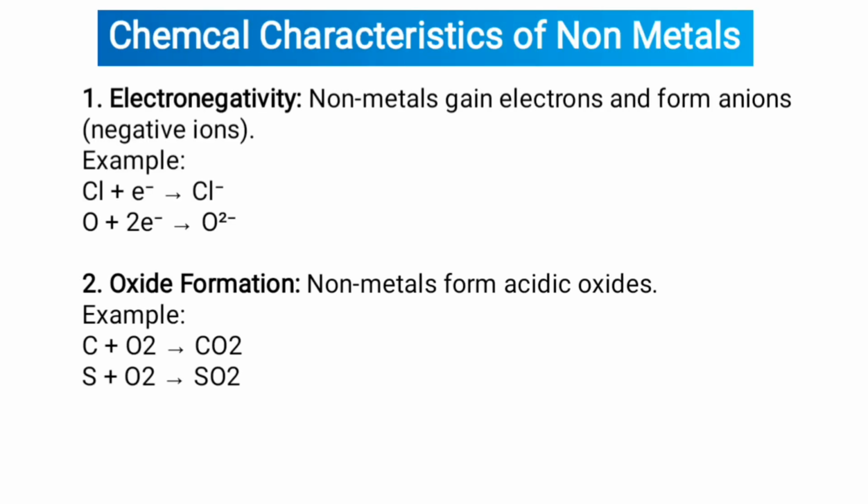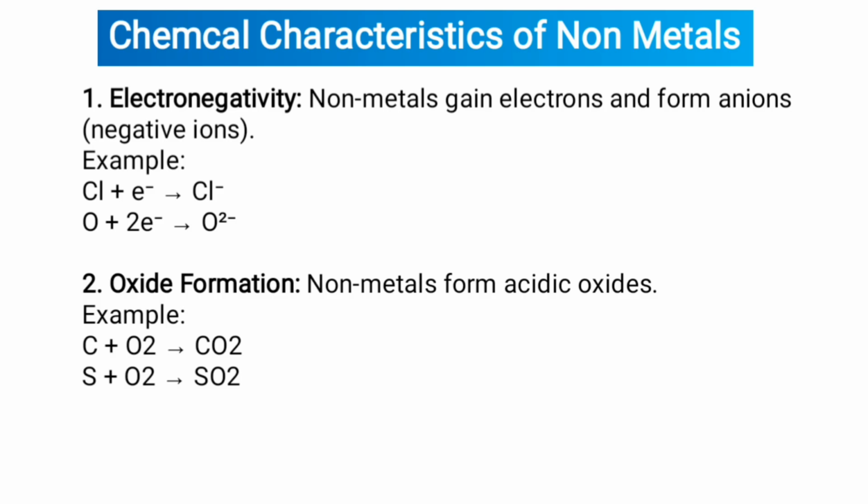Now, chemical characteristics of nonmetals. The first one is electronegativity. Nonmetals gain electrons and form anions, meaning negative ions. Example: Cl plus electron gives Cl negative, O plus 2 electrons gives O 2 negative.